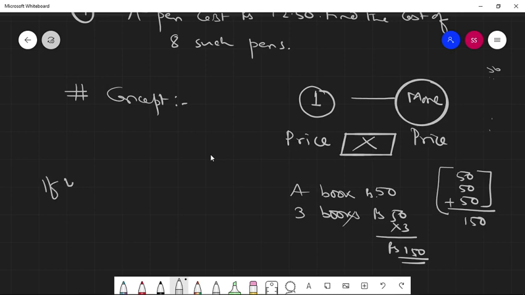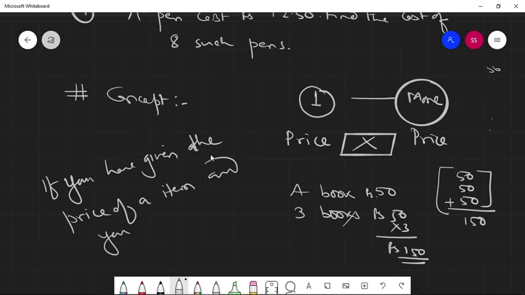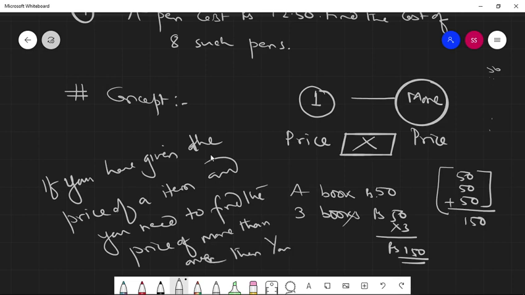So if you are given the price of one item, and you need to find the price of more than one, then you have to multiply. Okay, so one price, a single price is given, and the price of many items we have to find. In that case we have to multiply.